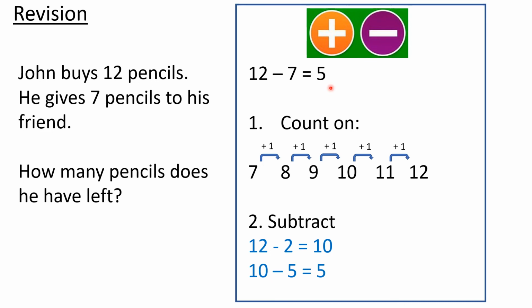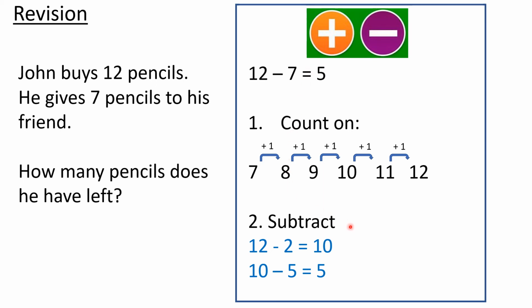There were two different ways to get this answer. First of all, we could have counted on from 7 to 12 by counting in ones. So 8, 9, 10, 11, 12. And in total, we did 5 jumps. 1, 2, 3, 4, 5. So our answer was 5.